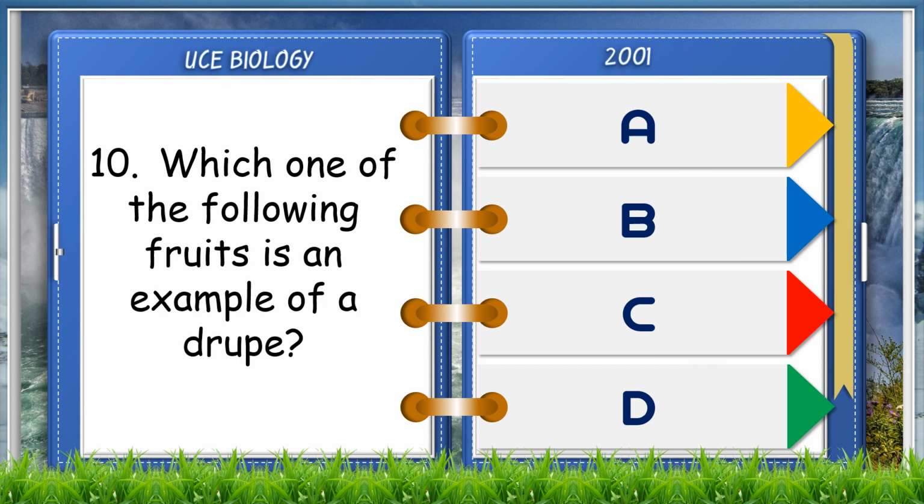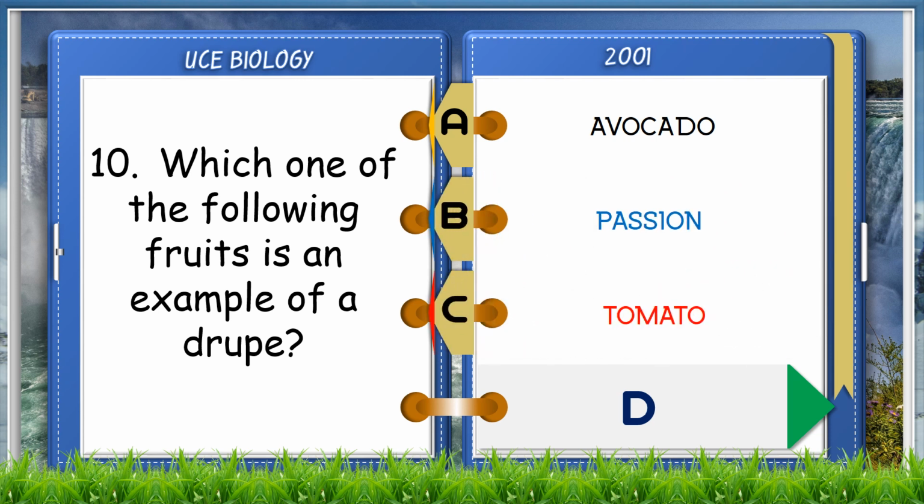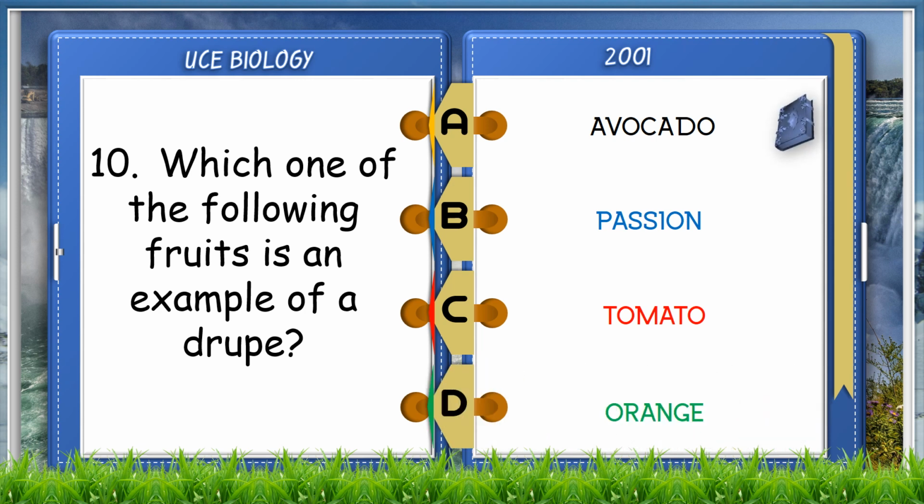Which one of the following fruits is an example of a drupe? A. Avocado. B. Passion. C. Tomato. D. Orange. The answer is A. Avocado.